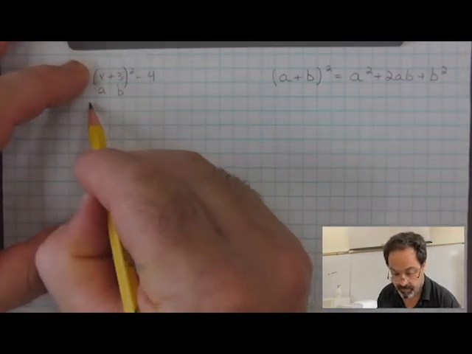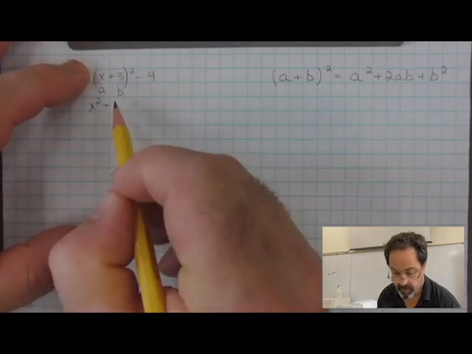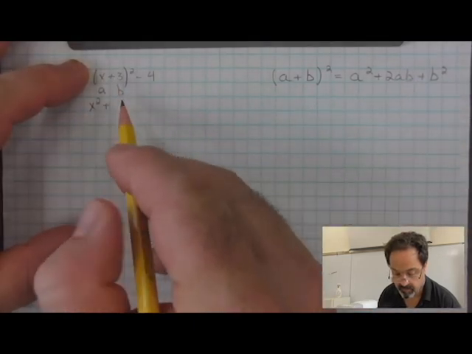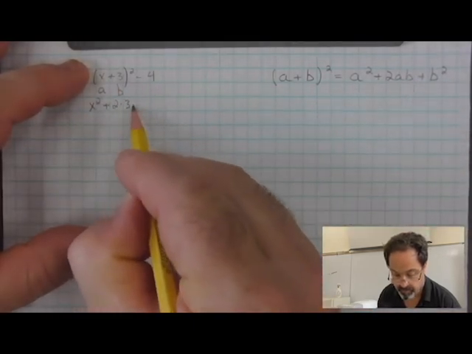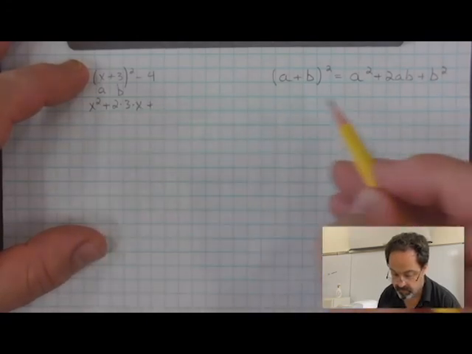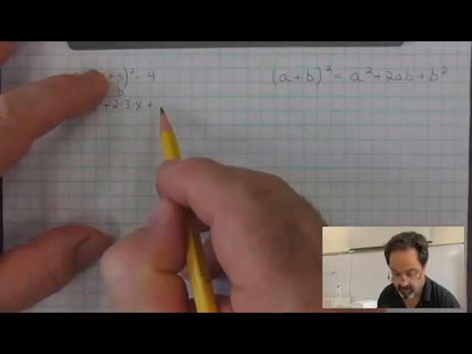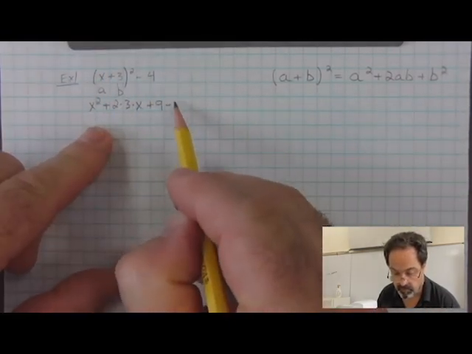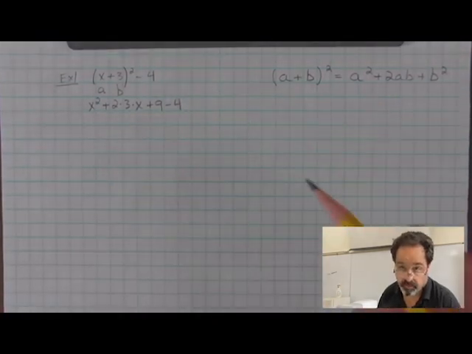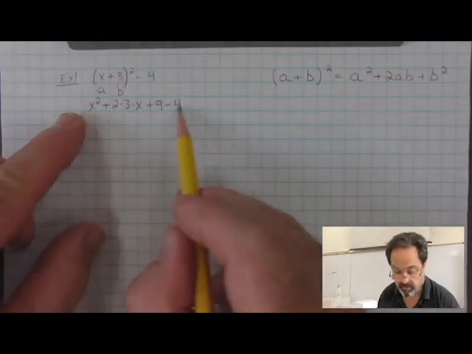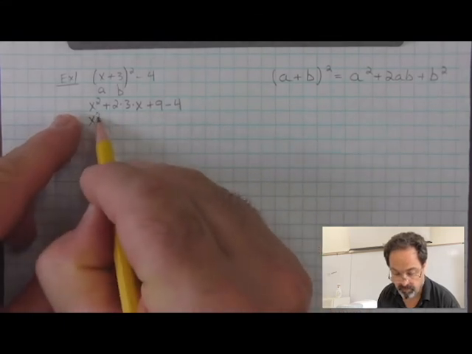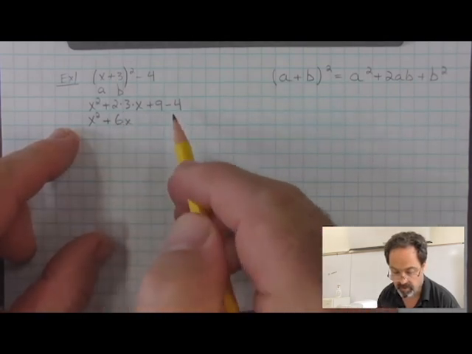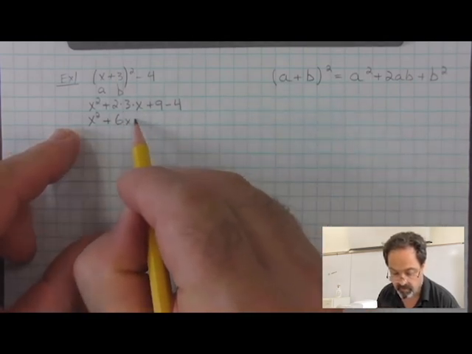This is going to be x² plus 2 times whatever a and b are, in this case x and 3, plus b squared, in this case it'll be 3 squared, which is 9. And then of course I'm still also subtracting 4. Now that I've applied the property, I can simplify and combine like terms. When I do, I can finish up with x² + 2 times 3 is 6x, and 9 plus a negative 4 is 5.